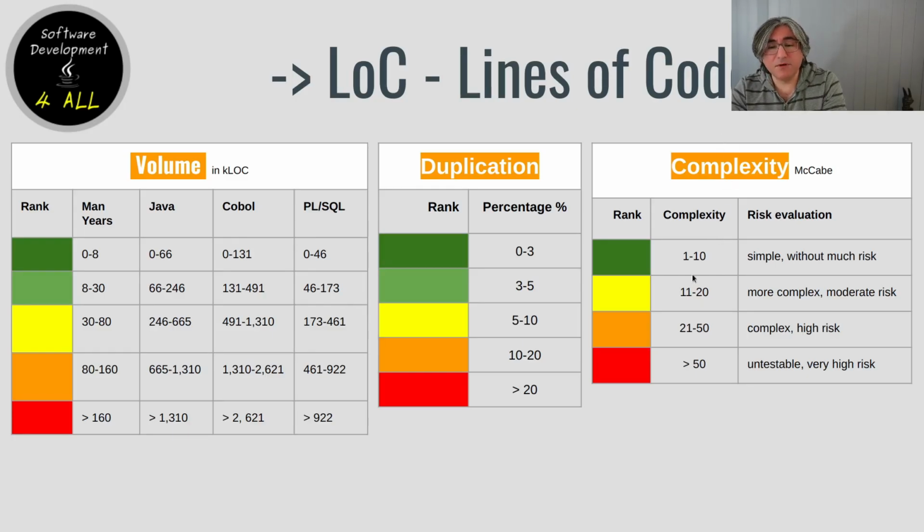Complexity similar, but I have seen different numbers, like 1 to 6 would be simple without risk, and then 6 to 10 more complex, moderate risk, and so on and so forth. Suffice it to say, if you are going above 20, then to 50, then it's just complex and high risk, and above 50 is just unstable.